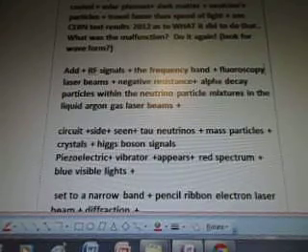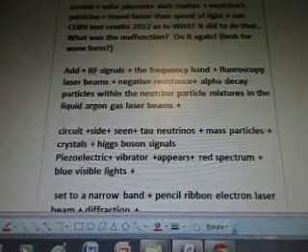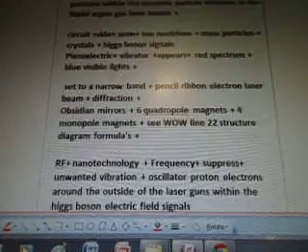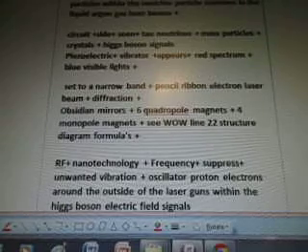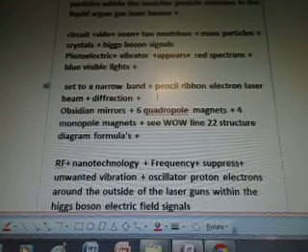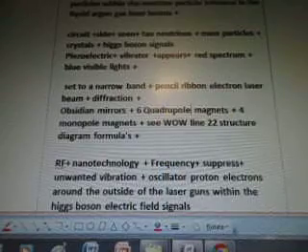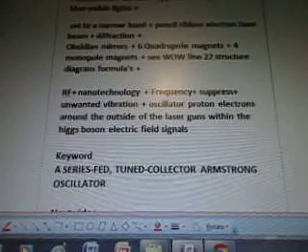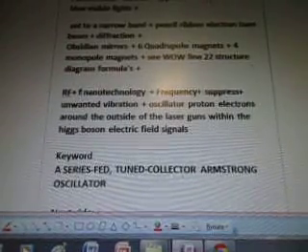Laser beams and negative resistance, alpha decay particles within the neutrino particle mixtures in the liquid argon gas laser beams. Again, if you don't know, there are formulas for all those too. Circuit side seeing tau neutrinos, mass particles, crystals, Higgs boson signals, piezoelectric vibrator, appears red spectrum, blue visible lights. Set to a narrow band, pencil ribbon electron laser beam, diffraction, obsidian mirrors, plus 6 quadrupole magnets, 4 monopole magnets. See Wow line 22 structure diagram formulas. RF, hold on, we need a frequency there.